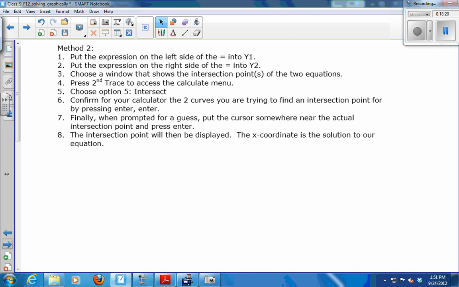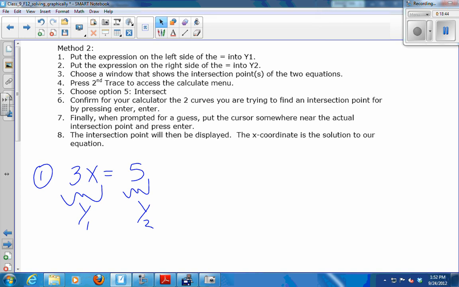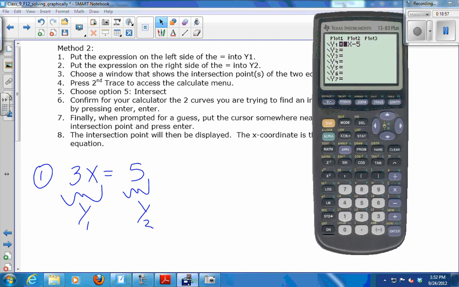Same equation, 3x equals 5. This time, instead of moving everything to one side, I'm just going to leave it as it is, and I'm going to have the left side be y1 and the right side be y2. I'm going to graph both of them in the same window. And the place where those 2 lines intersect is going to be the solution to the equation. The place where they cross is the solution. So pull up the y equals screen, and I'm going to put 3x in y1 and 5 in y2. I'll start with the standard viewing window.